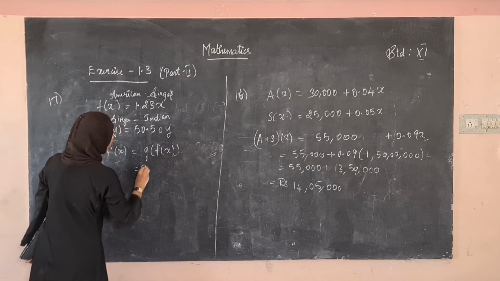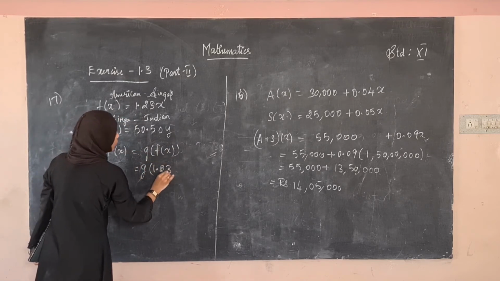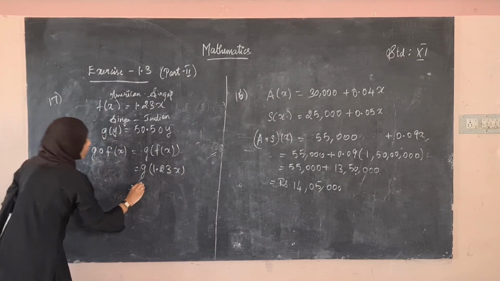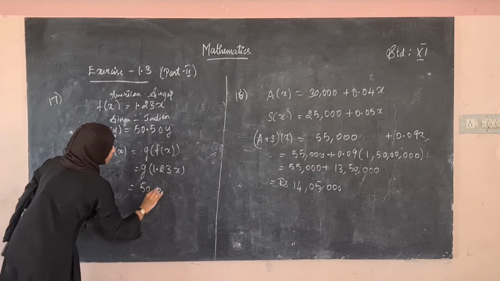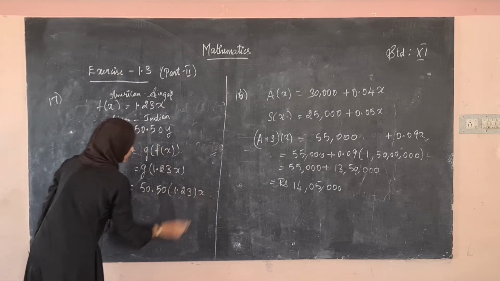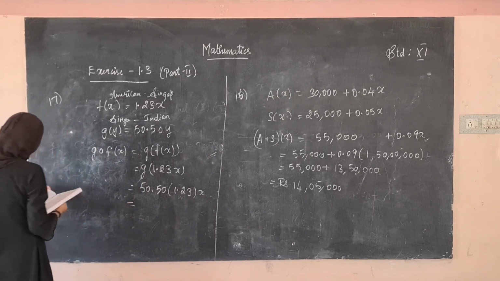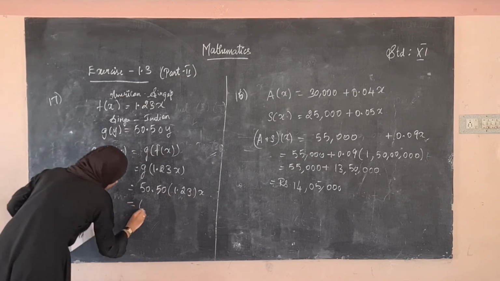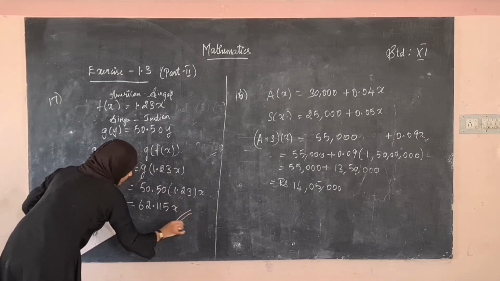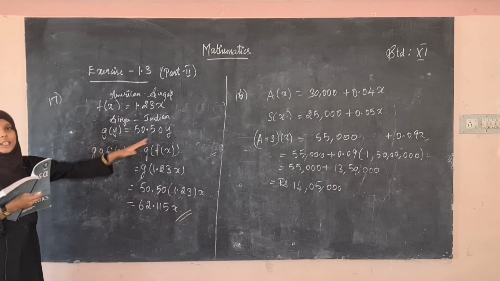What is the value of f of x? f of x is 1.23 into x, and g of y, what is the value of g of y? 50.50 into 1.23 into x. Shall we multiply this? If you multiply this, the answer is 62.115 into x. So this is the function for exchanging American dollars to Indian dollars directly.